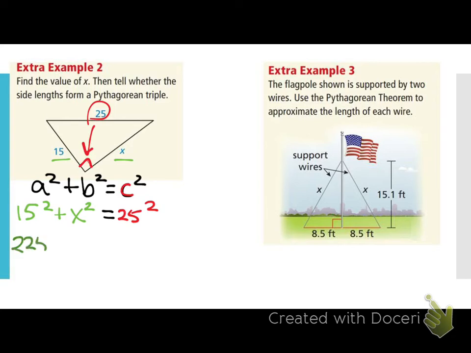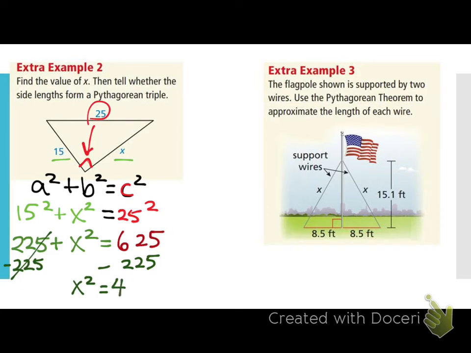15 squared is 225, yeah. 25 squared, 625. What is 625 minus 225? What is the square root of 400? 20. Is this a Pythagorean triple? Yes, all of the side lengths are whole numbers.